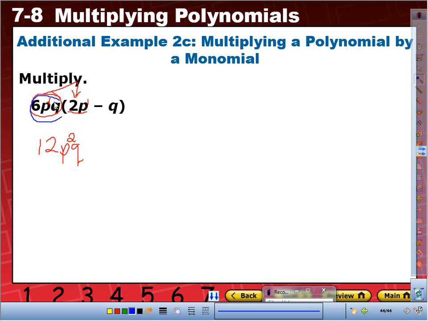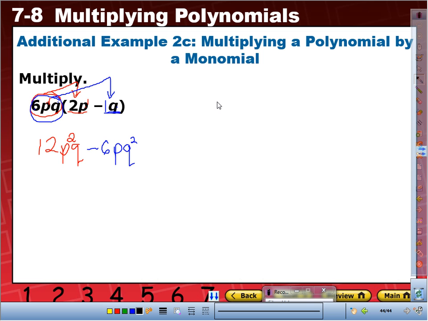Next, I circle it again. I'm going to do it now with blue, and I'm going to go to the second term. Okay, so 6 times, what is the coefficient here? Negative 1. So what is 6 times negative 1? Negative 6. Okay. P times, is there a P right here? No, so I just write it right here. And what is q times q? Q to the second. Okay?